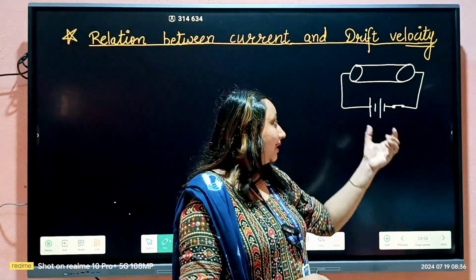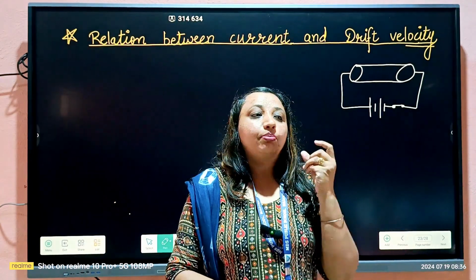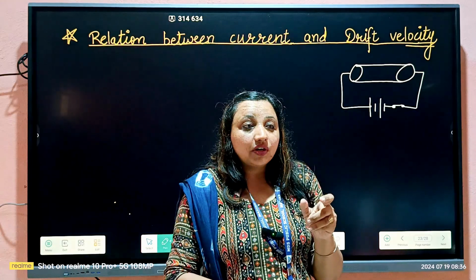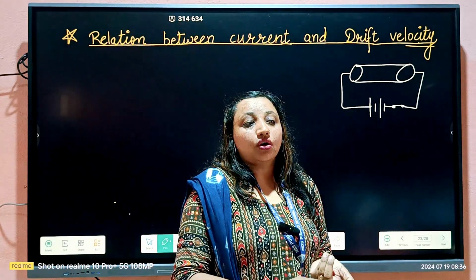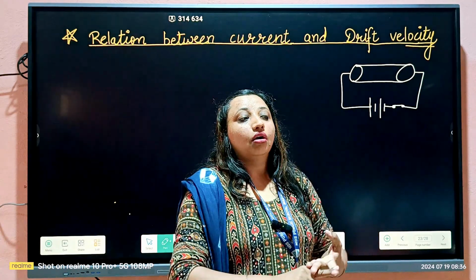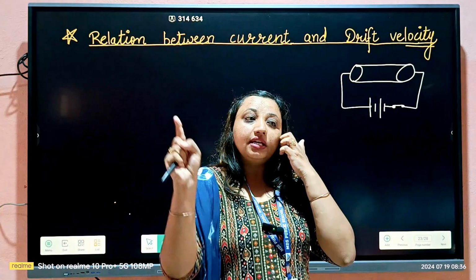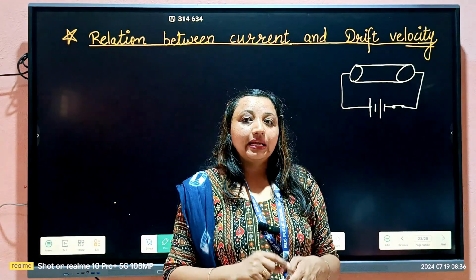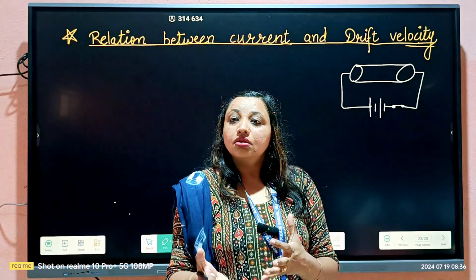But this electric field or the battery provides them the necessary average velocity. Due to that average velocity, they start moving in a particular direction, and hence current starts flowing.